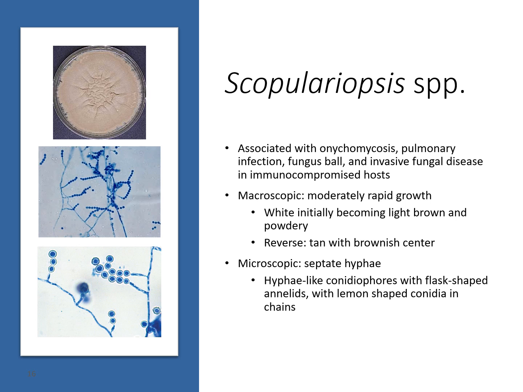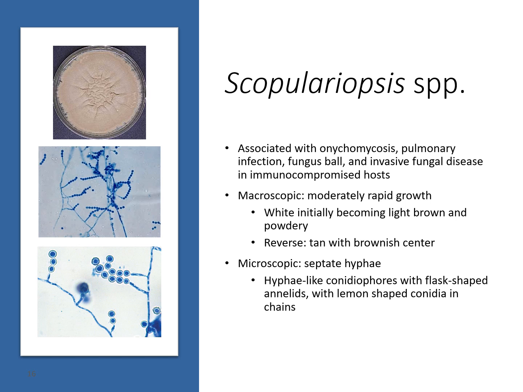Scopulariopsis is associated with a variety of infections within an immunocompromised host. For the macroscopic appearance, it's moderately rapid growth, and it is white initially, but then becomes a light shade of brown, and it's very powdery. So you can see an example here in the top image.